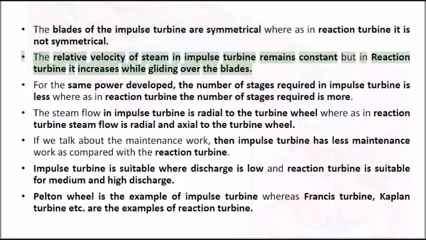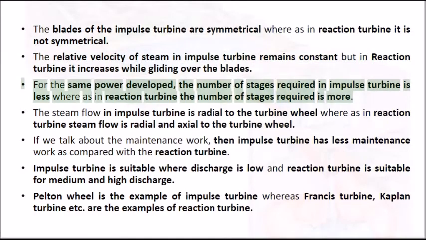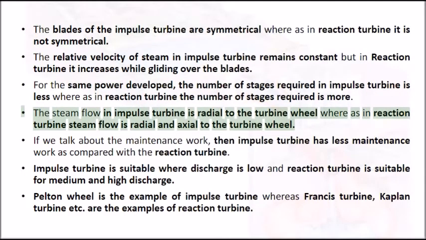The relative velocity of steam in impulse turbine remains constant, but in reaction turbine it increases while gliding over the blades. For the same power developed, the number of stages required in impulse turbine is less, whereas in reaction turbine the number of stages required is more. The steam flow in impulse turbine is radial to the turbine wheel, whereas in reaction turbine steam flow is radial and axial to the turbine wheel.